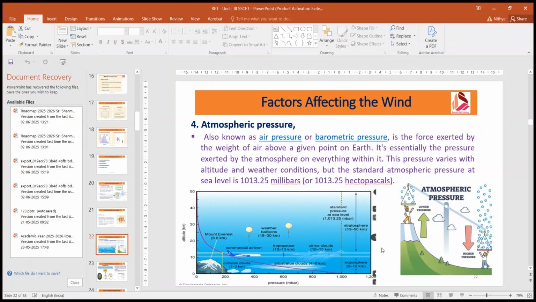Normally the atmospheric pressure at sea level is 1013.25 millibars, or otherwise 1013.25 hectopascals. So as you go to the upper hill stations, the pressure value will be very low, and at ground level the pressure value will be the maximum. In between, the value will vary. This is known as the atmospheric pressure level.